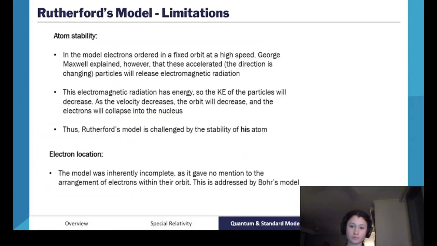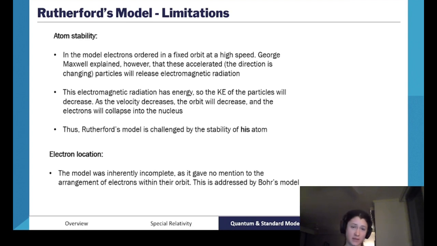So there are actually limitations of Rutherford's model, reasons why it isn't so great. The main one is that Rutherford's model predicted that atoms would be super unstable, right? It predicted that atoms would actually collapse in on themselves, right?